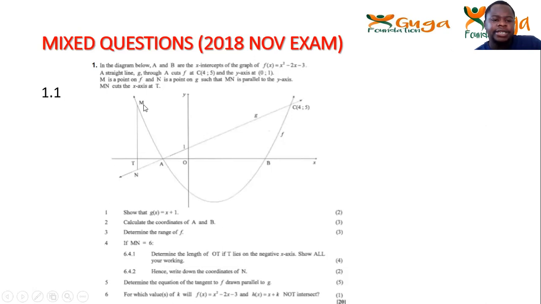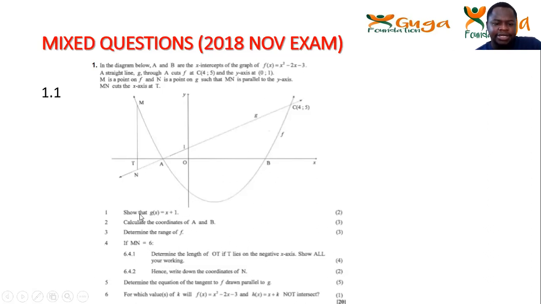M is a point on f. And N is a point on g, such that MN is parallel to the y-axis. So they're just saying that this line is parallel to the y-axis, and it cuts the x-axis at T. It cuts here, x is at T. So now, this graph.